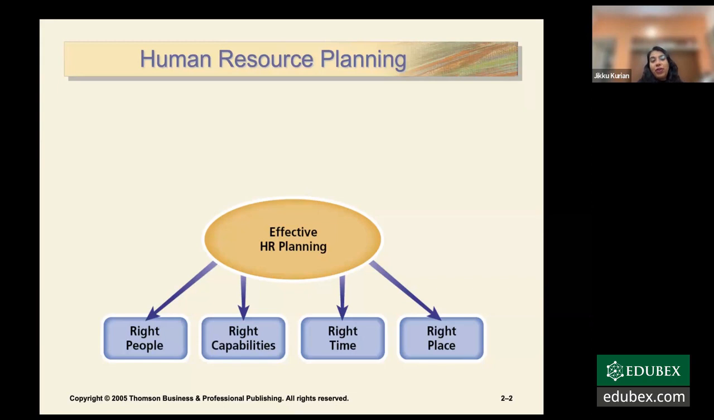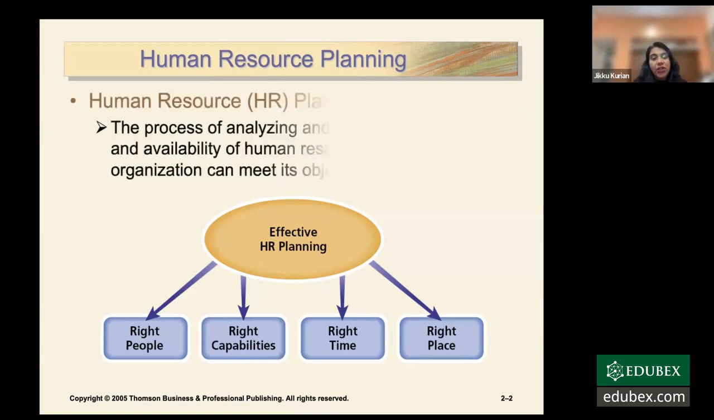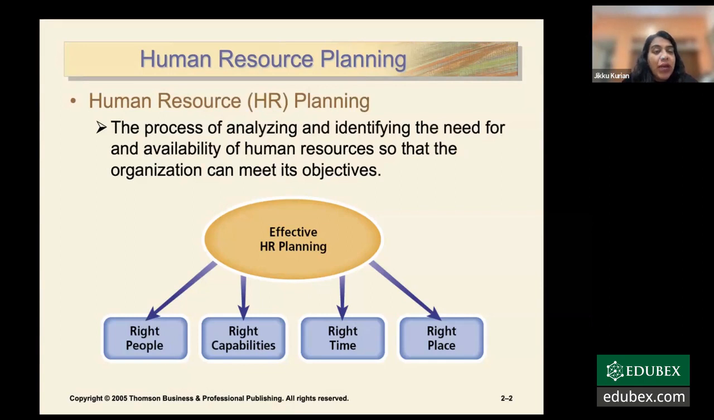If we want our human resource planning process to be very effective, these are certain factors which we need to take into consideration. If we look at the definition of human resource planning, it is the process of analyzing and identifying the need for and availability of human resources, so that the organization can meet its objectives. This is where we started our discussion. Every activity which happens in an organization is anchored towards meeting the objectives of the organization.